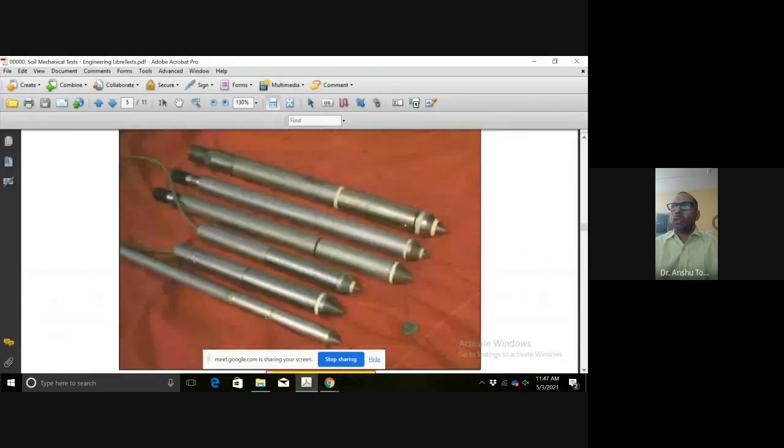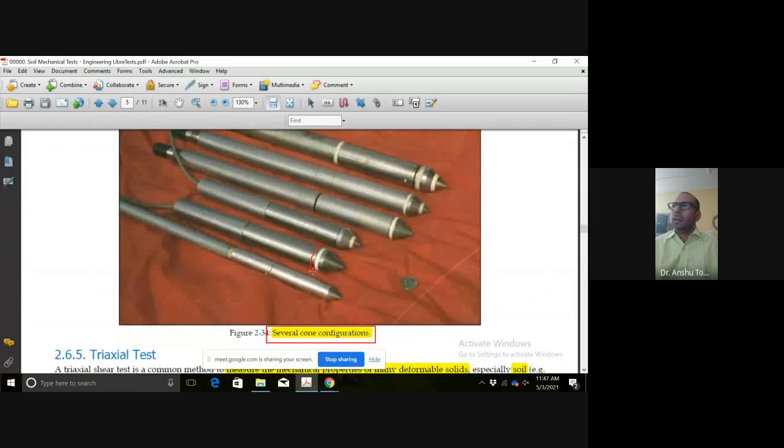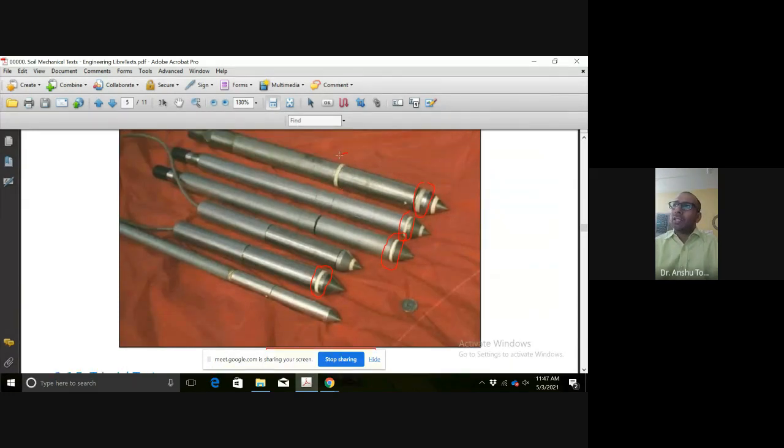I will show you the figures. Now you can see here, these are the attachments at different levels. Some of them are able to be penetrated by the water available in the soil, and some are completely impermeable.